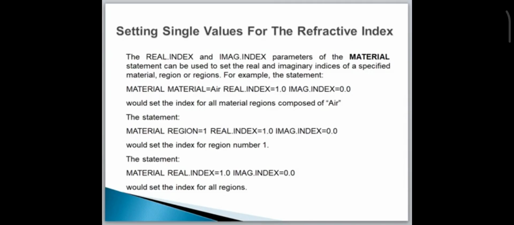statement material real dot index 1 and the imaginary dot index 0 would set the index of all the regions. It's so simple to set the value of the real value and the imaginary value of the reflective index in the Silvaco Atlas tool in the material statement.